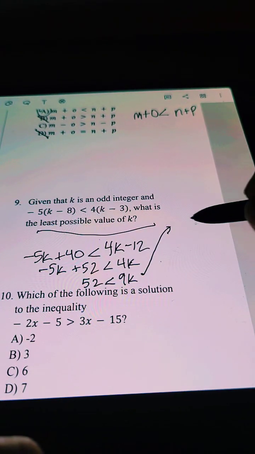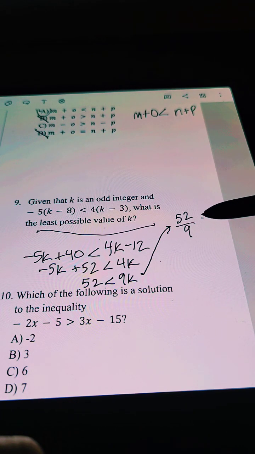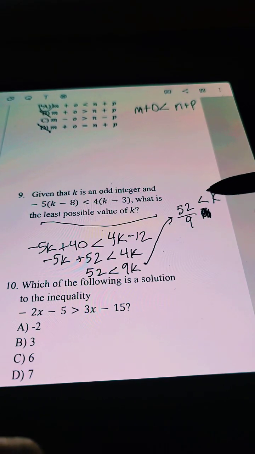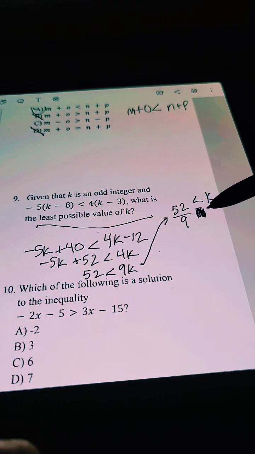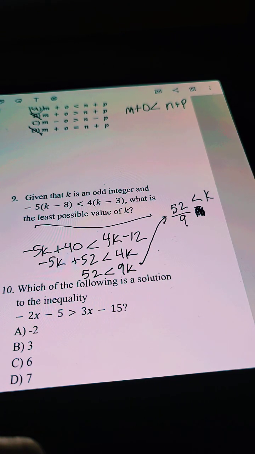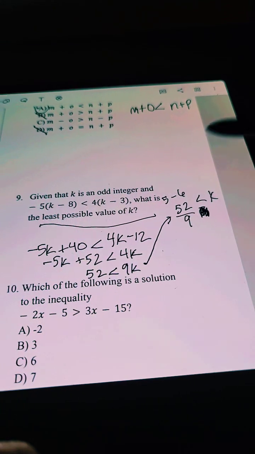So then I'm going to divide by 9 to get k completely by itself. So I have 52 over 9 is less than k. And I don't have to flip the inequality because I'm not dividing or multiplying by a negative. So basically k has to be an odd integer that's greater than 52 over 9. So 52 over 9 is a value that's between 5 and 6, because 9 times 6 is going to be 54, so it has to be a little bit less than 6.